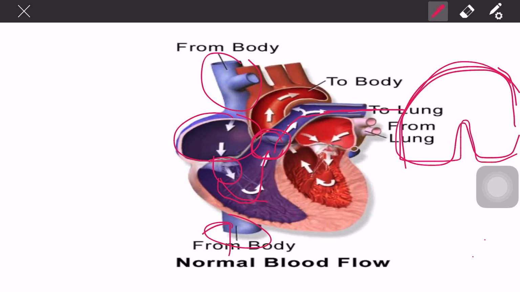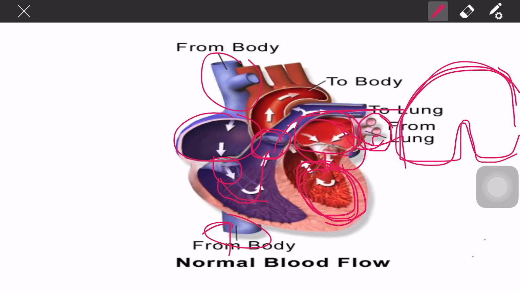Once the blood is already oxygenated, the blood coming from the lungs will enter the pulmonary veins, to the left side of the heart. So from the pulmonary veins, it will travel to the left atrium. Then there is a valve here. The blood will enter the left ventricle. The purpose of the valve is to prevent backflow of the blood to the previous chamber of the heart.